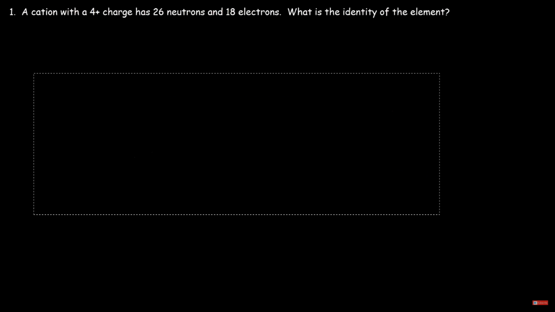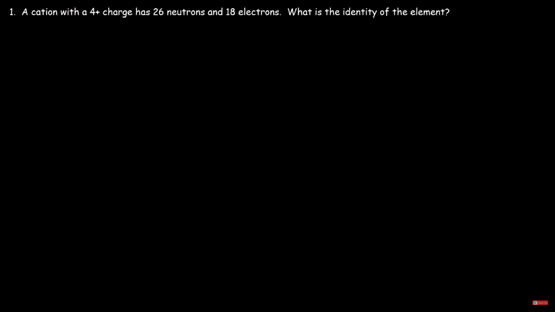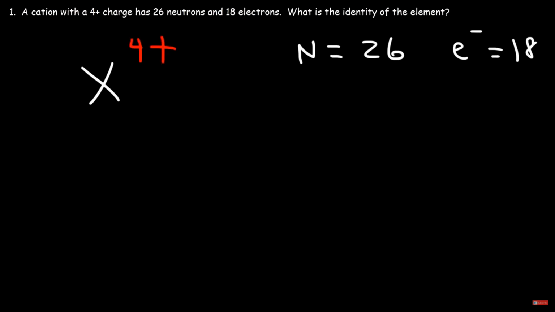But now let's begin working on this problem. So right now we're going to say that the unknown element is element X. So we know it has a 4+ charge, and the number of neutrons is 26, the number of electrons is 18. In order to determine the identity of the element, what do we need to know? Remember, the atomic number identifies the element. So if we can determine the number of protons, we can identify the unknown element. And so that's what we need to do in this example.